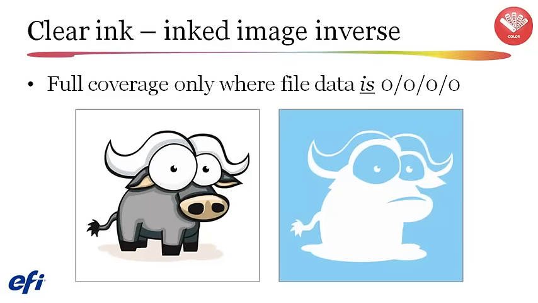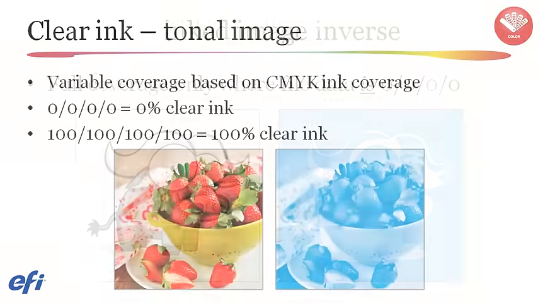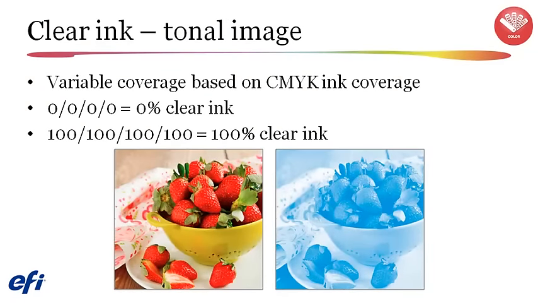The opposite effect will be seen if you select the inked image inverse option. When this option is selected, clear ink will be used only where the pixel data in the original image is 0000 CMYK. If the tonal image option is selected, FireEXF will generate a clear ink channel proportional to the graphic image. If the pixel data in the image is 0000 CMYK, no clear ink will be used. And if the pixel data is 100-100-100-100, full clear ink will be used. Any value in between these two extremes will use a proportionate amount of clear ink.